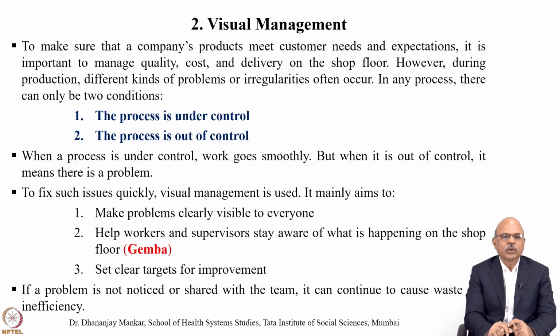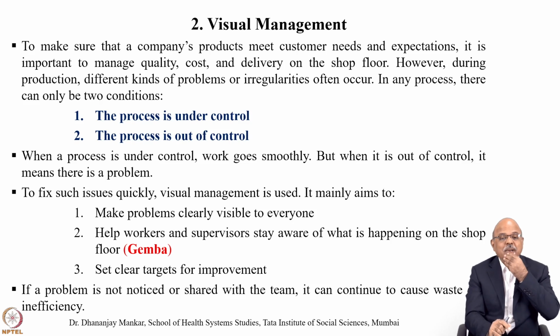In any process, you may encounter two situations. The process is under control or the process is out of control. You try to emphasize more on under control, and you have to work when the process is out of control. When a process is under control, work goes smoothly. But when the process is out of control, it means there is a problem, there can be a persistent problem, and there can be a long pending problem. To fix these issues quickly, visual management is used, and it mainly aims to make problems clearly visible to everyone.